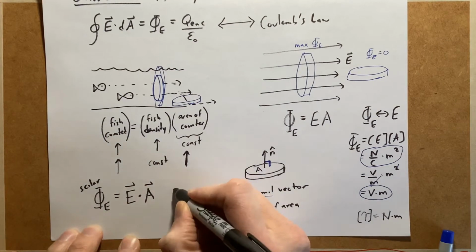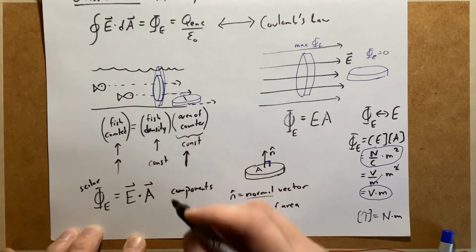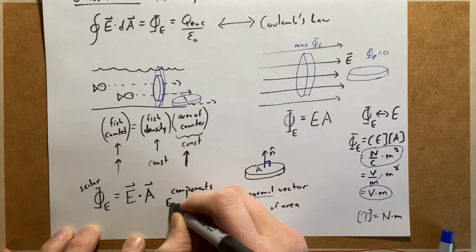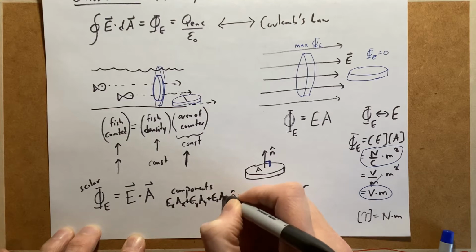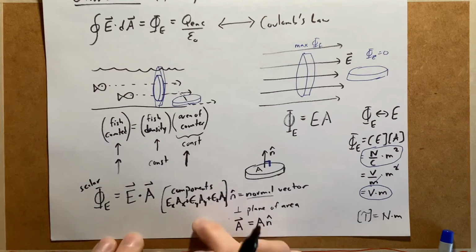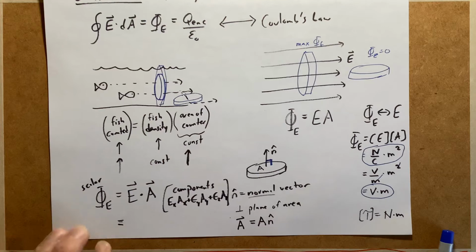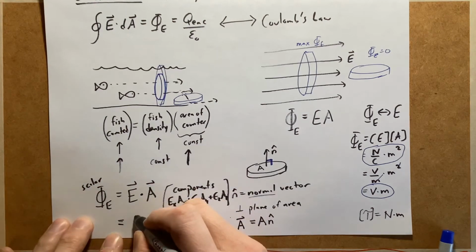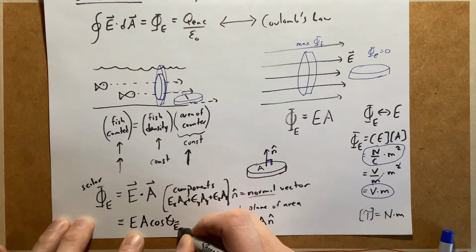One is component-wise. We're not going to use that too much in this class, if at all, but that would be EX AX plus EY AY plus EZ AZ, and we do have to do it in 3D here, but we're not going to need that at all. We're going to do the other definition, which I'm sure you remember from Physics 1. There were lots of quantities that were dot products. Work was a dot product. So we take the magnitude of E, magnitude of A, times the cosine of the angle between the vectors.